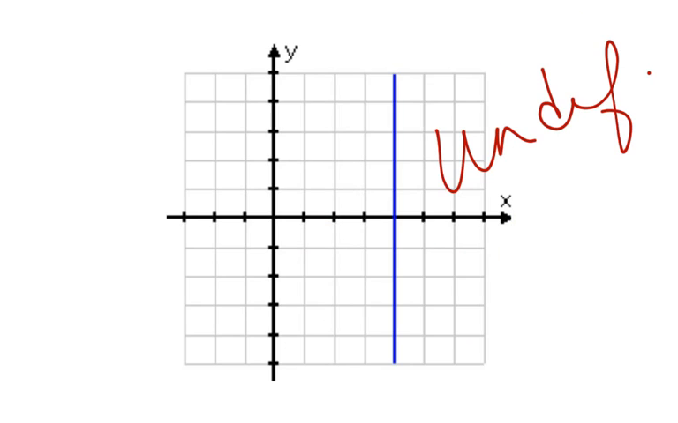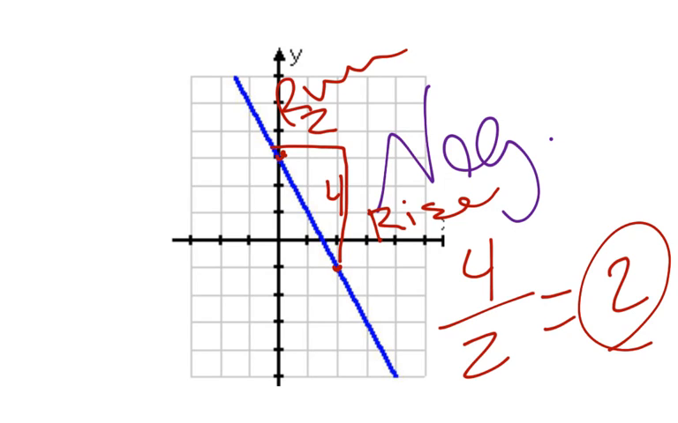Actually, I want to go back and look at another picture. This one we said was negative, and I found my slope of 2, but I forgot to include the negative. This is actually a negative 2 on this one at the beginning.